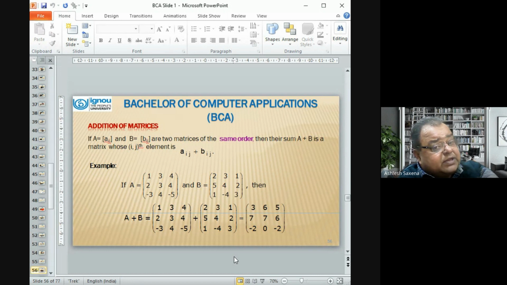They have to be written in the same order in front of that row only. 2 plus 5 is 7, 3 plus 4 is 7, 4 plus 2 is 6. Minus 1 plus 1 is 0. Minus 3 plus 1 is minus 2. Minus 4 plus 4 is 0. And minus 5 plus 3 is minus 2. If you are adding a 3 by 3 matrix to a 3 by 3 matrix, your answer will be the same. That means your answer will be a 3 by 3 matrix.